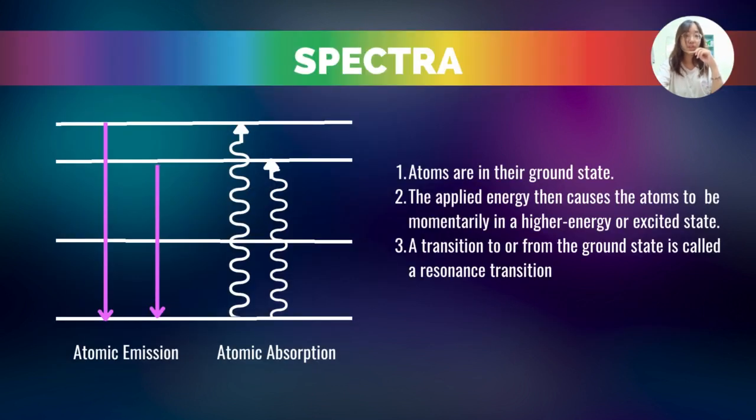The energy of emission typically is supplied by a plasma, a flame, a low pressure discharge, or by a high power laser. Before the external energy source is applied, the atoms are usually in the lowest energy or ground state. The applied energy then causes the atoms to be momentarily in a high energy or excited state. The excited atoms then relax to the ground state, giving up their energy as photons of visible or ultraviolet radiation. A transition to or from the ground state is called a resonant transition, and the resulting spectral line is called a resonant line.